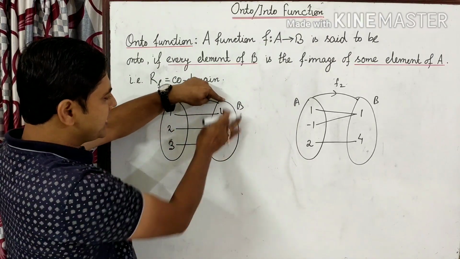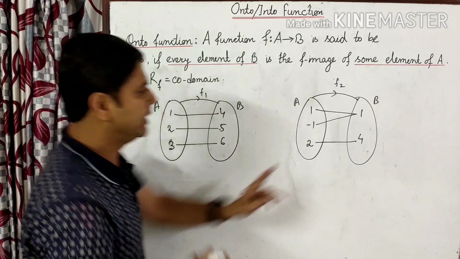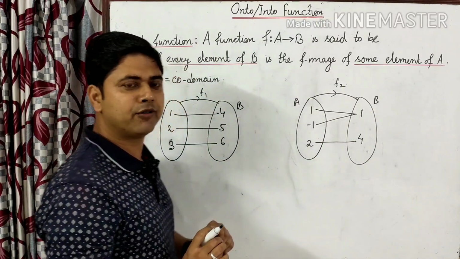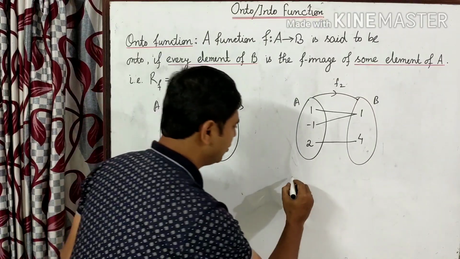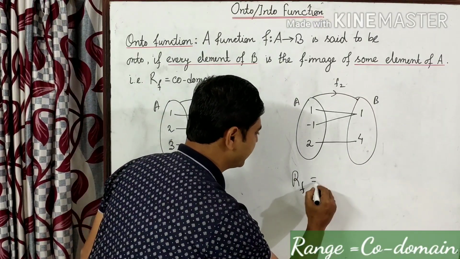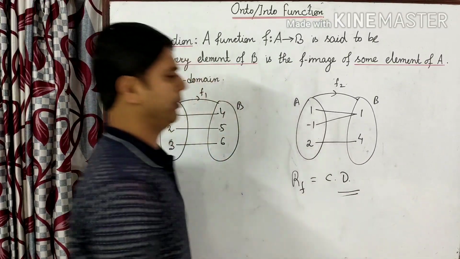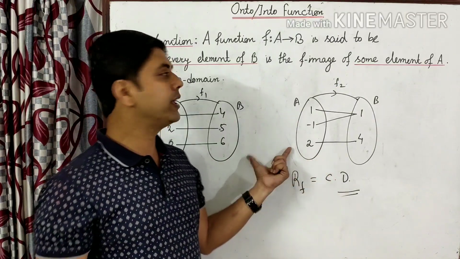From this part, what is the codomain? 4, 5, 6. What is the range? 4, 5, 6. Here also, what is the codomain? 1, 4. What is the range of this function? 1, 4. That means codomain and range are both equal. That means the range of the function is equal to the codomain. Then this type of function is known as what?